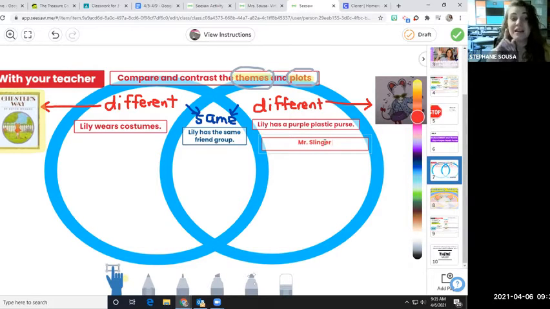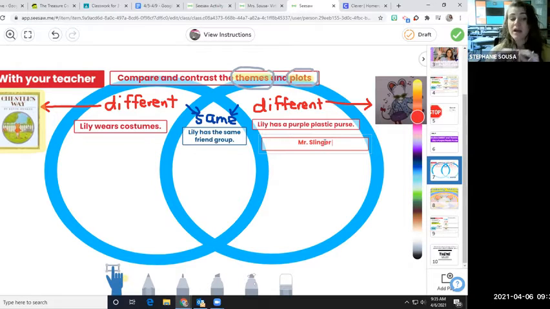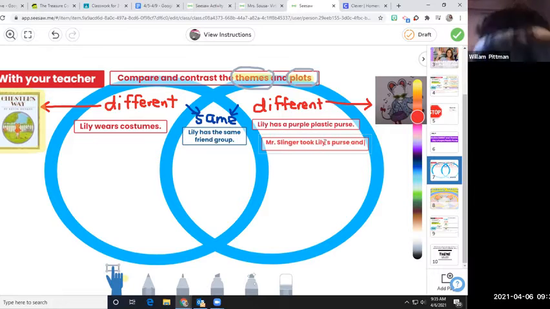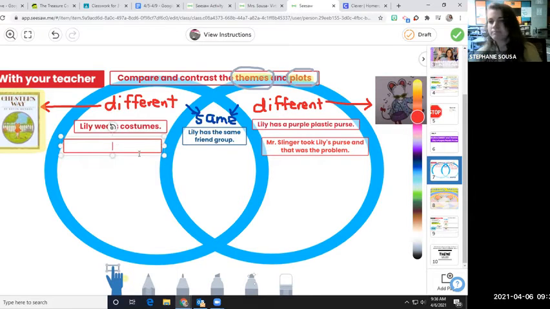Okay, so in Lily's purple plastic purse, Mr. Slinger was part of the problem. Okay, not part of the problem in Chester's Way. So we got to add to it. We're not just going to say the character's name. We got to add what they've done, something that's happened. Okay, so Mr. Slinger took Lily's purse, and that was the problem. Okay, so now help me out. I'm sure somebody thought of it. What was the problem in Chester's Way? So in Lily's purple plastic purse, the problem involved Mr. Slinger. Mr. Slinger wasn't in Chester's Way, so what was the problem there? Leah?